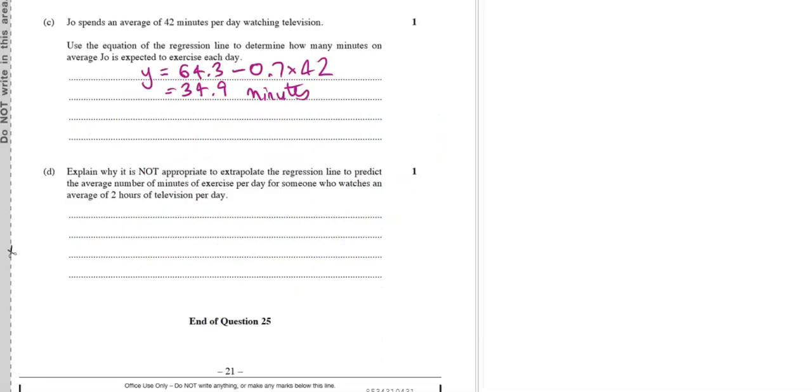Part D. Explain why it is not appropriate to extrapolate the regression line to predict the average number of minutes of exercise per day for someone who watches an average of 2 hours of television per day. Okay, first of all, we need to get those television hours into minutes. 2 hours of TV means 120 minutes of TV. Okay, we note this is far outside the given data set.